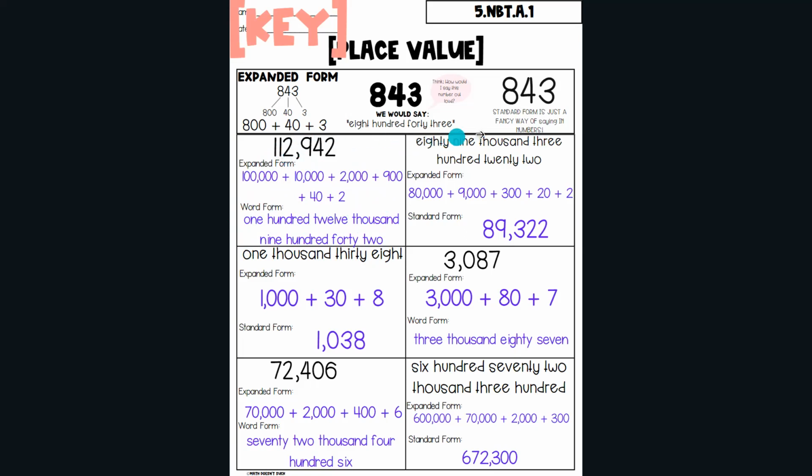We have 89,322. When I'm given the word form, I always put it in standard form first. We're looking for that word thousand. That tells us where our comma goes. Before thousand, we have 89. So I write 89. After thousand, we have 322. So I write 322. When we stretch it out, we have 80,000 plus 9,000 plus 300 plus 20 plus 2.